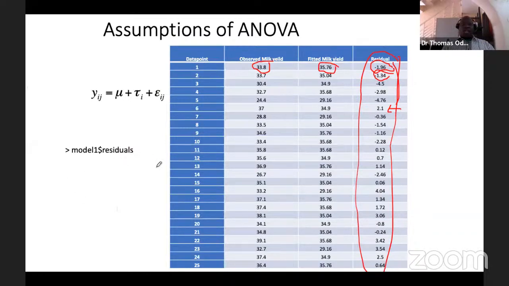So what you can do is, after you've run your model, remember our model is called model 1, you put a dollar sign and you can actually extract the residual from it. If you put a dollar sign and you put fitted, then you get the fitted value. The fitted value is this one here, and the residual is that one there. Of course, you can get this one from your data, which is the observed value. So the assumption is mainly on this last column here.